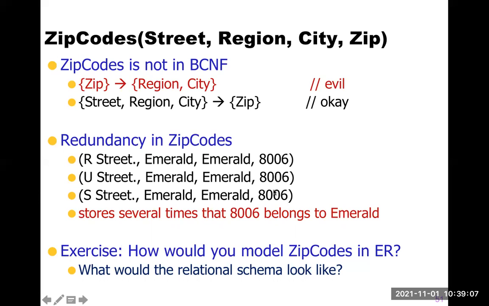So that's a redundancy, and if we want to change this zip code, let's say some zip code revolution happened, a zip code change happened, and Emerald City is assigned a new code. So we need to change it here and there and there and there. Why? So that's a problem. That's a problem of redundancy that Boyce-Codd normal form solves. So how to solve it? That's just a problem here.